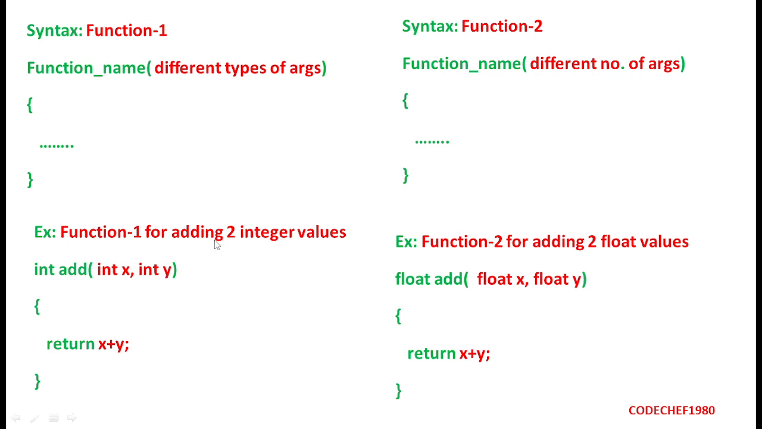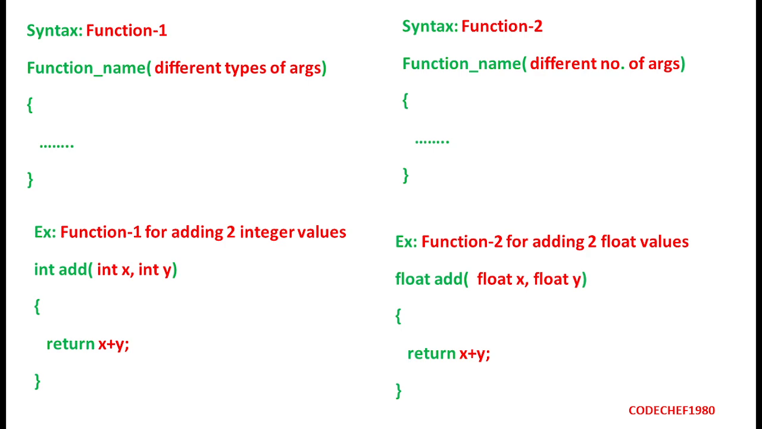Function one is for adding two integer values. I have given the exact signature for that function: int add(int x, int y), and it returns x plus y. And function two is adding two float values: float add(float x, float y), and it returns the addition of x plus y, but it takes only float values, and it returns the result as a float.